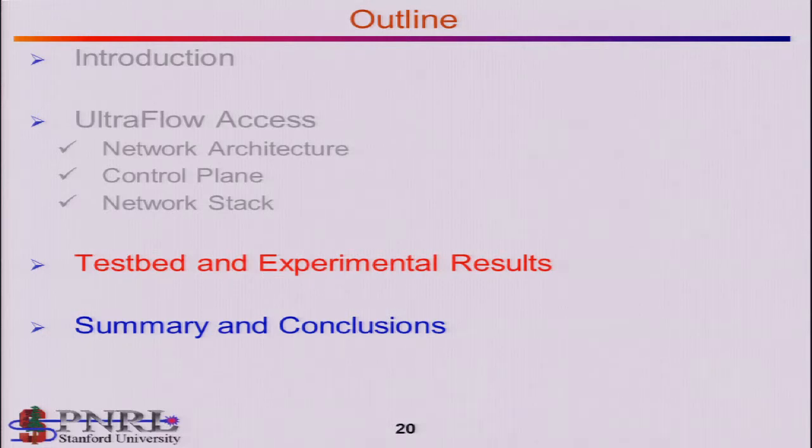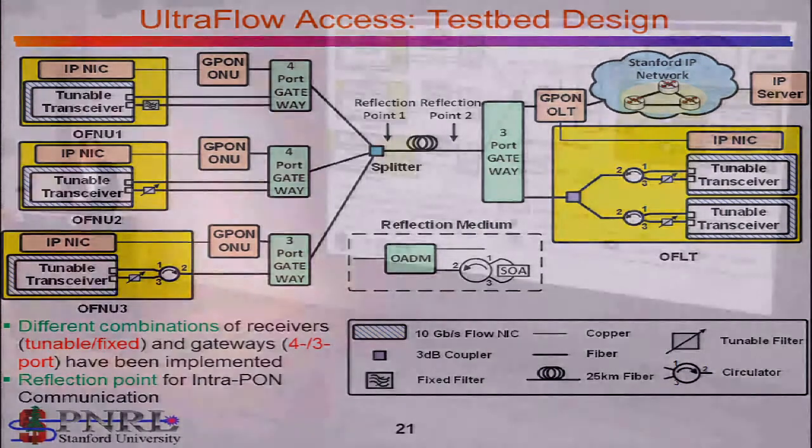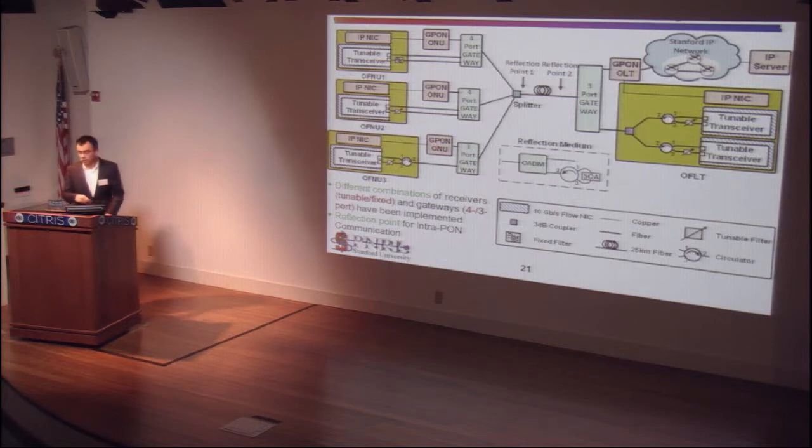Now I will show some experiment results on our testbed. This is a detailed experiment block diagram for the simple version of our architecture. You can see that we have three ONUs on site. They are all independent computers attached to GPON ONUs and GPON OLTs. To test, we also tried different combinations of receivers, either fully tunable or fixed, with gateways having either four ports or three ports. This is to simulate a situation where in some networks we may have fully tunable transceivers, while in others we only have fixed transceivers to reduce the cost. We want to see how that impacts the performance of the system.